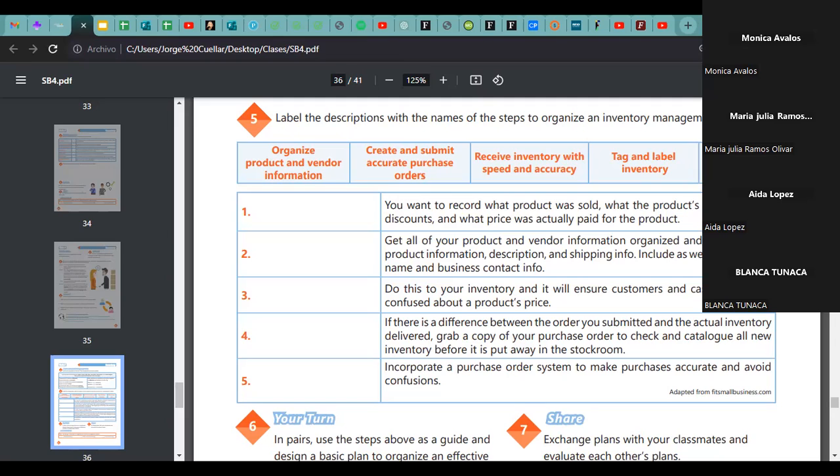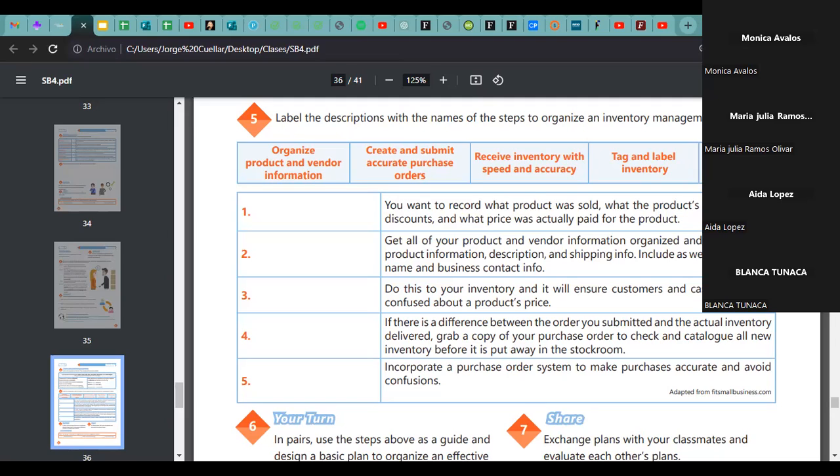Create and submit accurate purchase orders. Everybody agrees? I agree, teacher. Very good. And then the next one says, incorporate a purchase order system to make purchases accurate and avoid confusions.